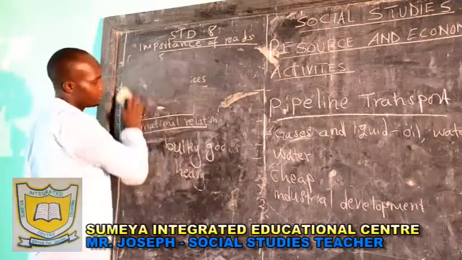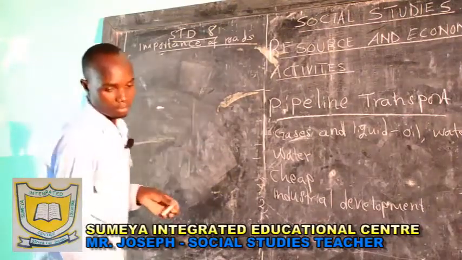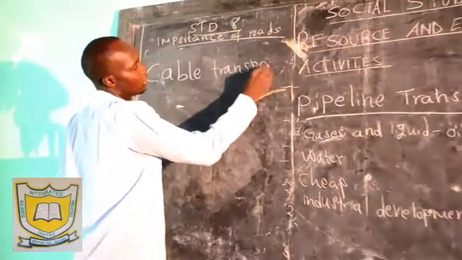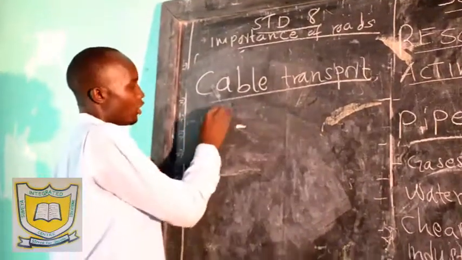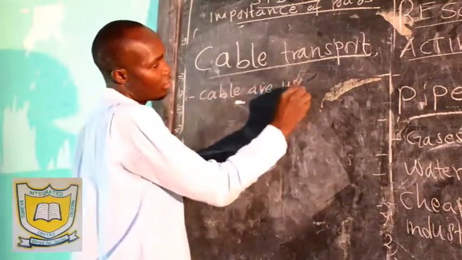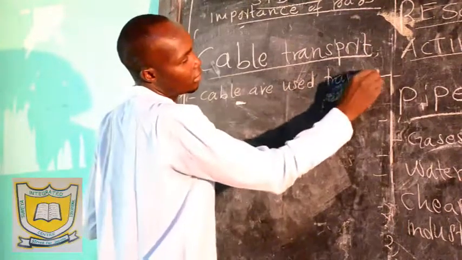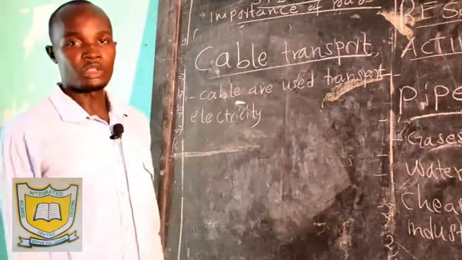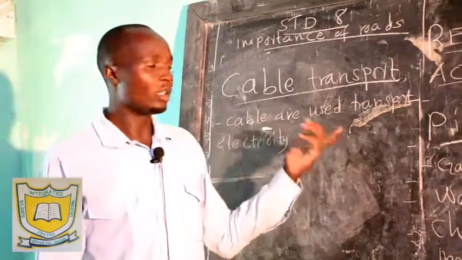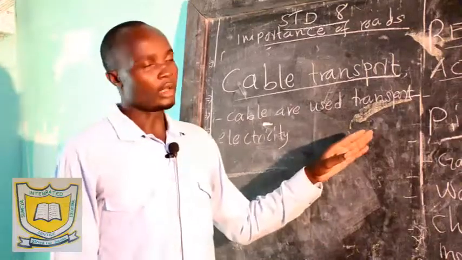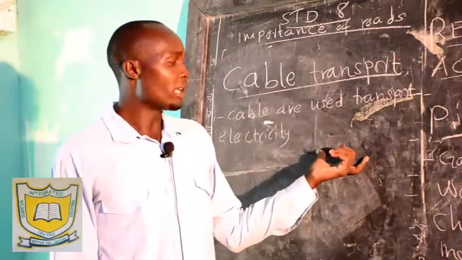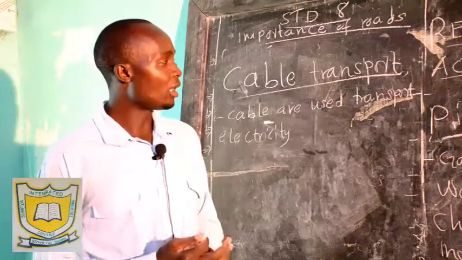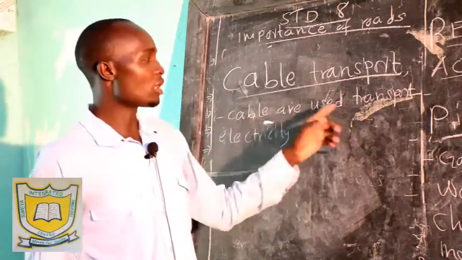Cable transport. Cables are used to transport electricity, or hydroelectric power. Initially, before the establishment of the Seven Forks scheme, we were importing electricity from Owen Falls in Uganda. But the government came up with the project of Seven Forks scheme, so we produce our own power. So the main use of the cable transport is to transport electricity from one point to another.